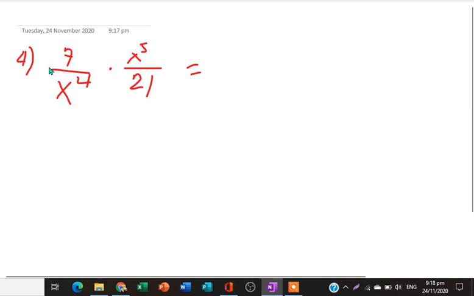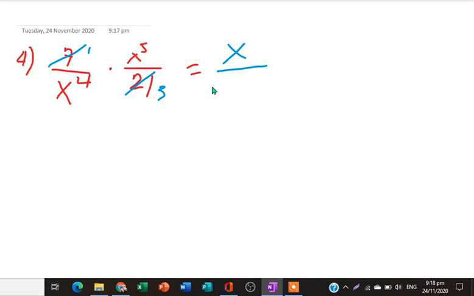So 7 over x to the 4th times x to the 5th over 21. Okay? By the shortcut method, 7 divided by 7 is 1. 21 divided by 7 is 3. And then, 5 minus 4 is equal to x to the first power over 3. So, the answer is x over 3.